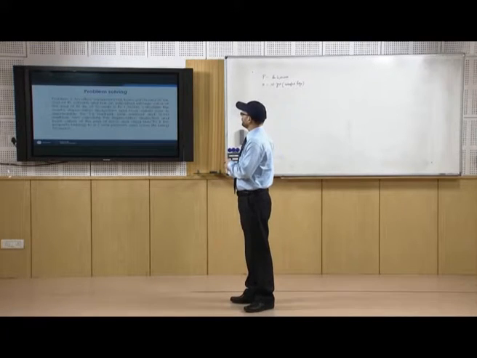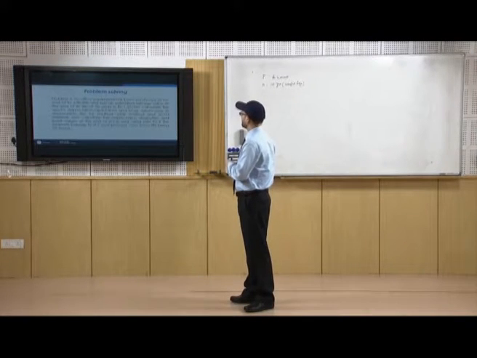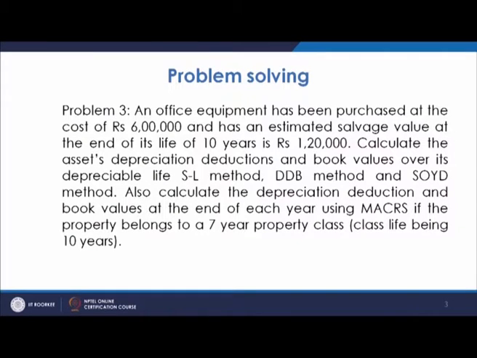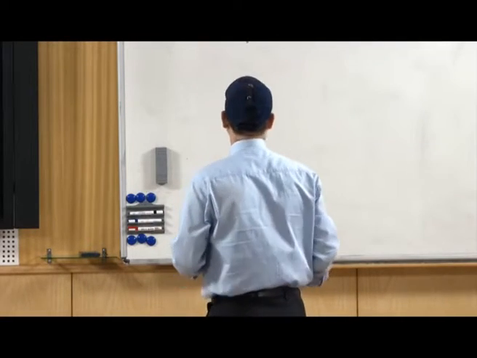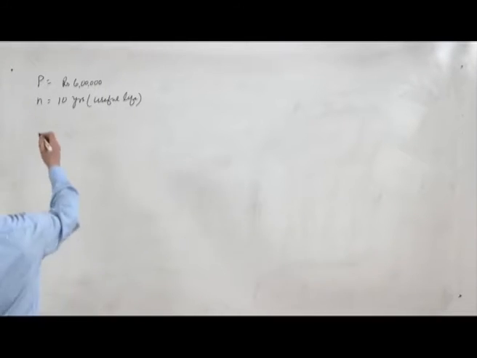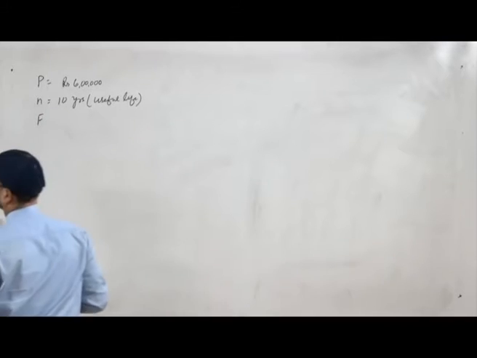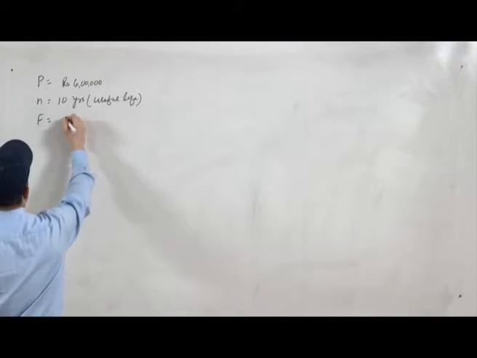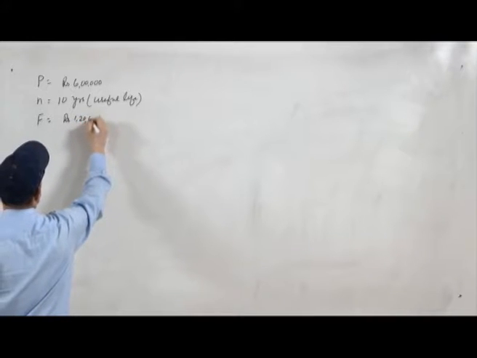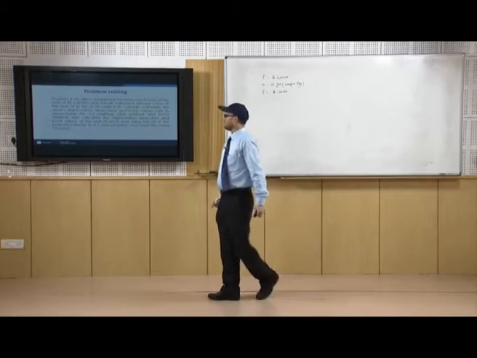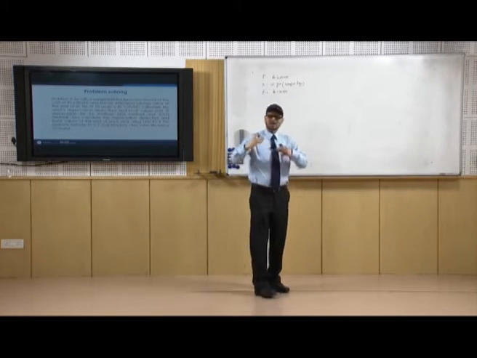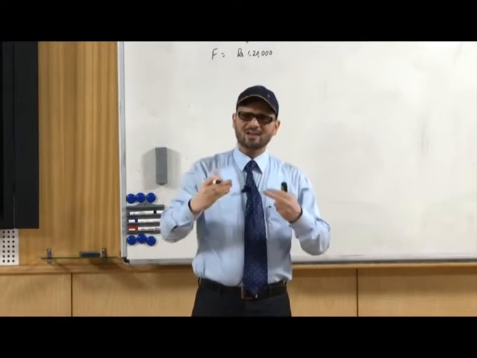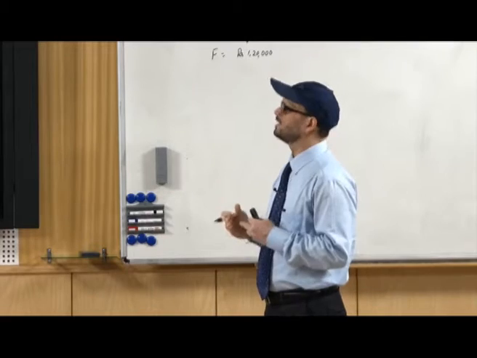This life will be used for the 3 methods: straight line, declining balance and SOYD methods. However, it is a 7-year property class. So, MACRS will use the 7-year property class and based on that the calculations will be carried out. Salvage value at the end of 10 years is 1,20,000. So let us calculate the depreciation charges during the year and also the book values at the end of each year.